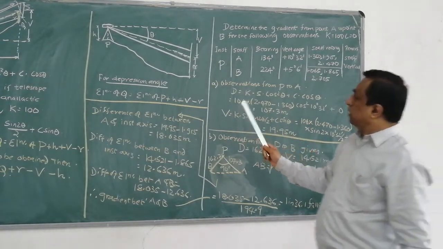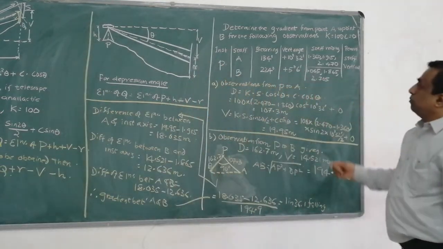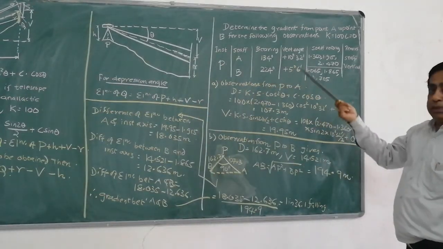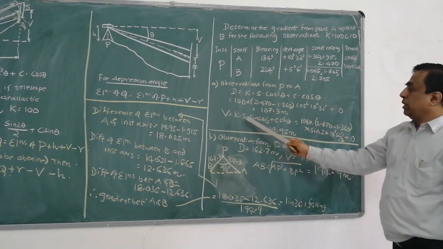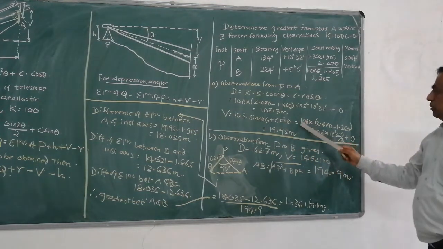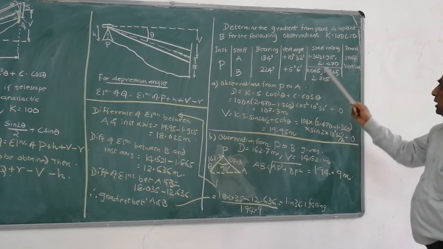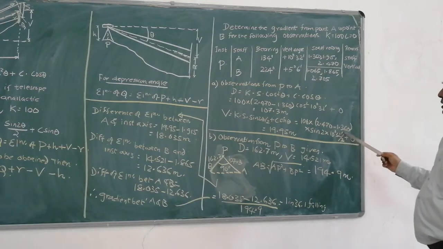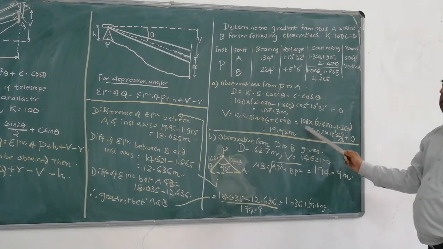Similarly, analogous to this particular figure, a plus sign is angle of elevation, and minus means angle of depression. That is how we have to observe. V is K into S sin 2 theta by 2, plus C sin theta. So on substitution, 100 into S, that is 2.470 minus 1.360, into sin 2 times 10 degrees 32 minutes by 2, plus 0, that is 19.95 meters.